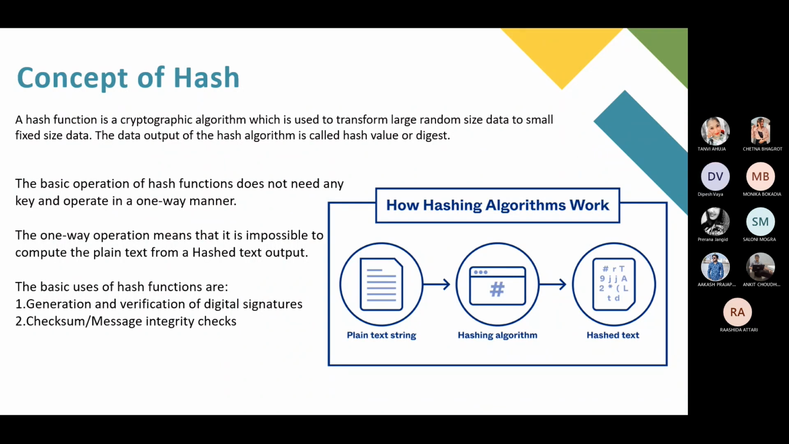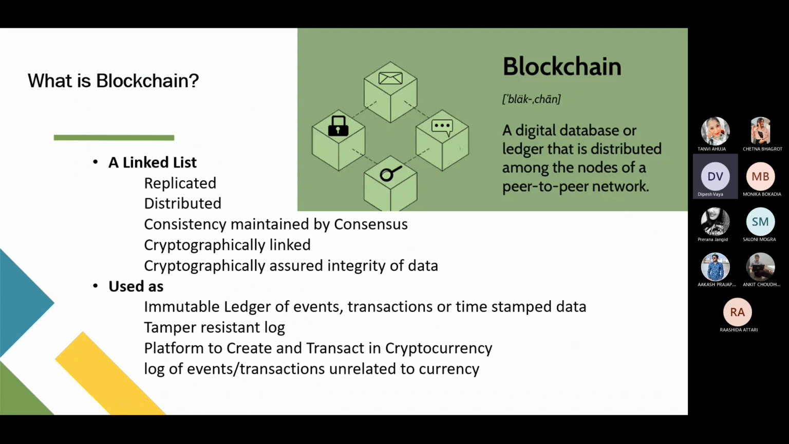Is it clear? Making sense? Yes, sir. Sure, 100%. So one-way operation means that it is impossible to compute the plain text from the hashed output. Once we have converted into a hash, we will not reverse it. Okay, so this is all about the basics of cryptography, which helps in blockchain to secure it. I think it is clear. Any doubt anybody has in the previous topics, you can ask now.